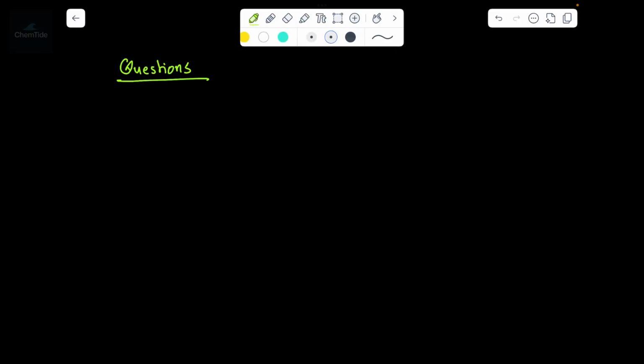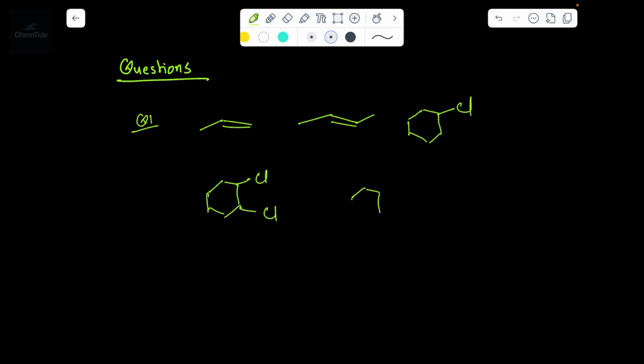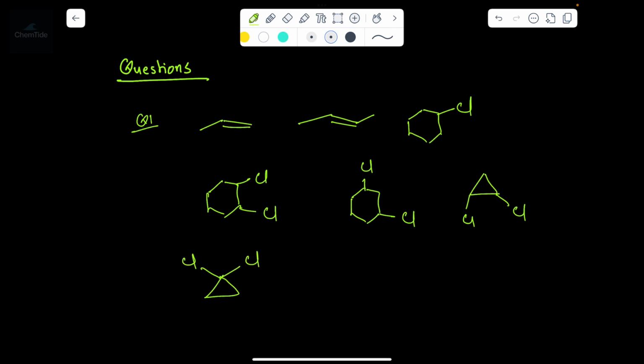And now we have a few questions which are related to the JEE PYQs. So we have to identify which one is not showing the geometrical isomerism. So I am going to write a few examples: propene, butene 2, chlorohexane, 1,2 dichlorohexane, 1,3 dichlorohexane, 1,2 dichloropropane, 1,1 dichloropropane. We have to identify which one is showing the geometrical isomerism and which one is not.